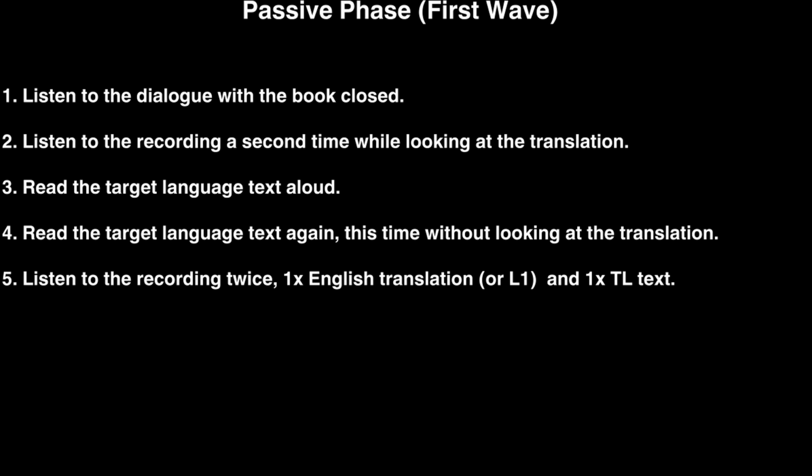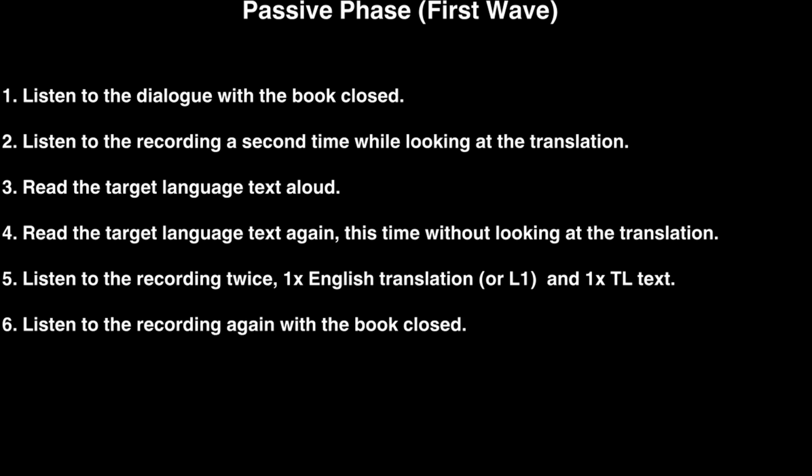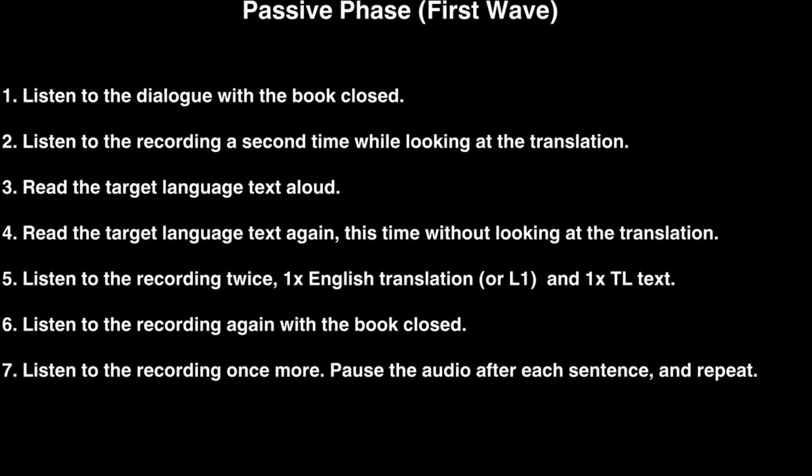Step 5 is to listen to the recording twice, once while looking at the English translation and once while looking at the target language text. Step 6, all you have to do is just listen to the recording again with the book closed and hopefully you should understand some of it. Step 7 is to listen to the recording once more, pausing the audio after each sentence and repeating.